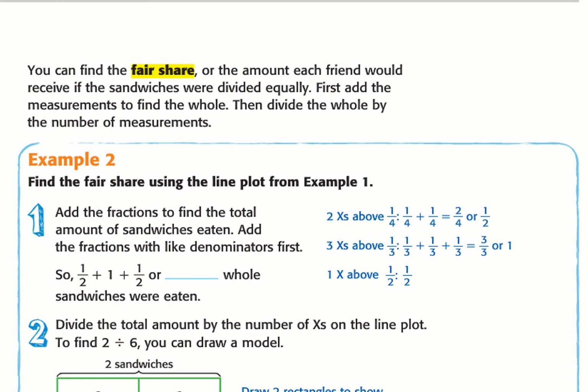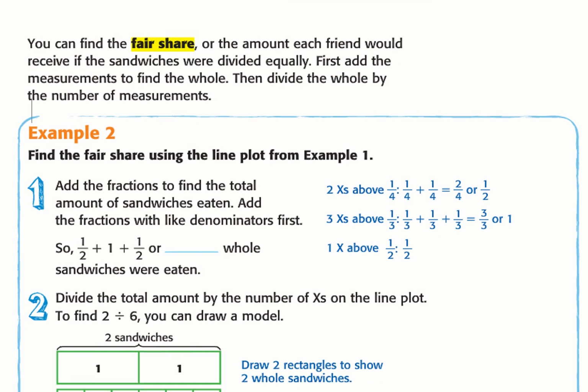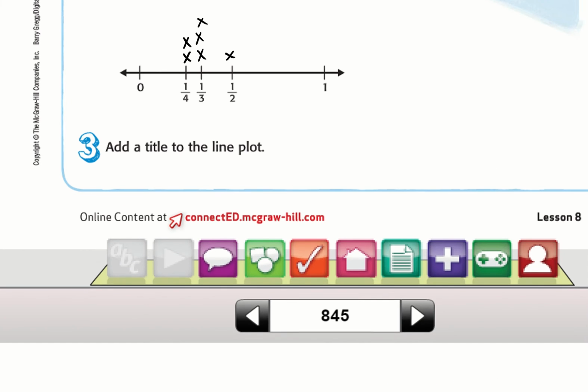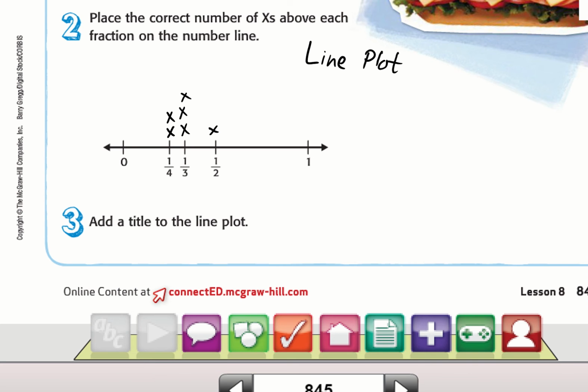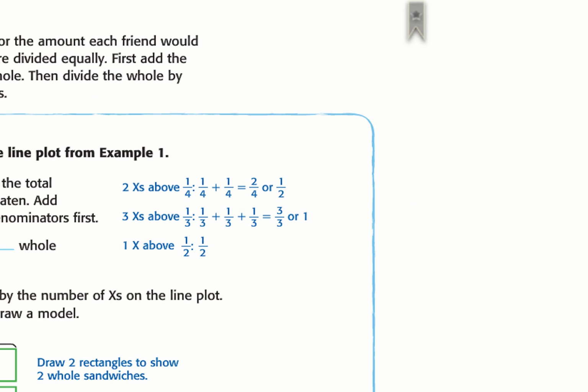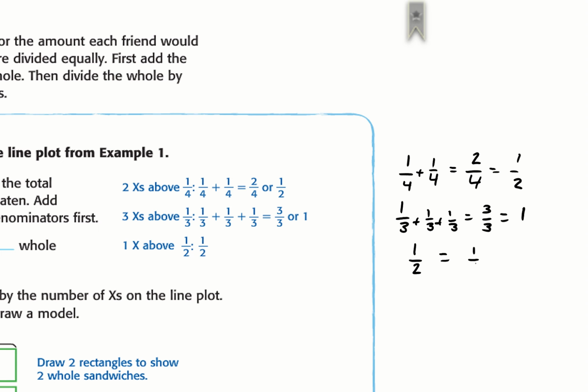So to find the fair share, it says first add all the measurements together. So we have 1/4 twice, and then we have 1/3 3 times and 1/2. So we have 1/4 plus 1/4. That's going to equal 2/4, which reduces to 1/2. And then if I have 1/3 plus 1/3 plus 1/3, that's going to equal 3/3, which equals 1. And then 1/2, we didn't add anything, that equals 1/2.